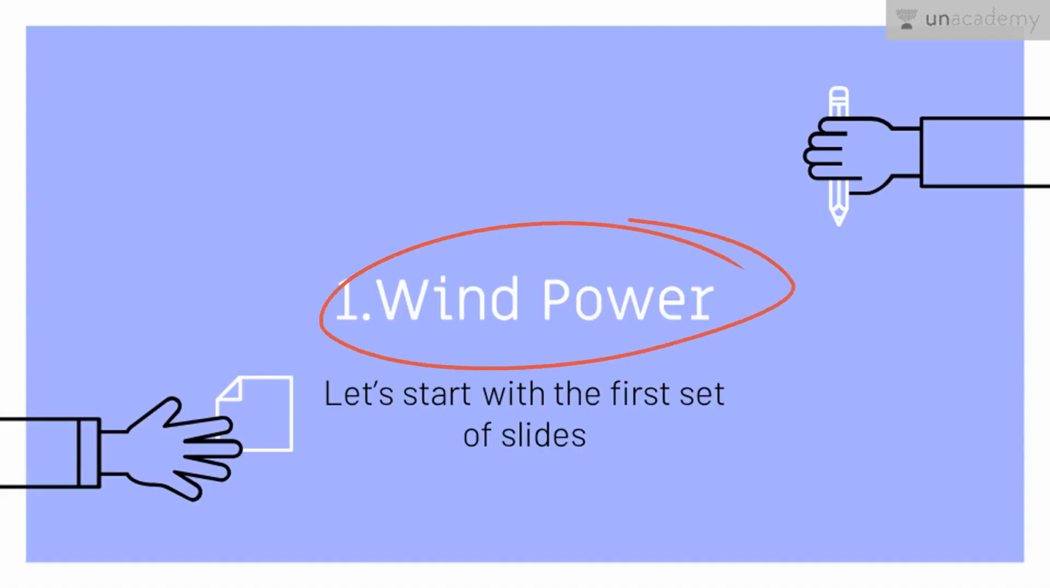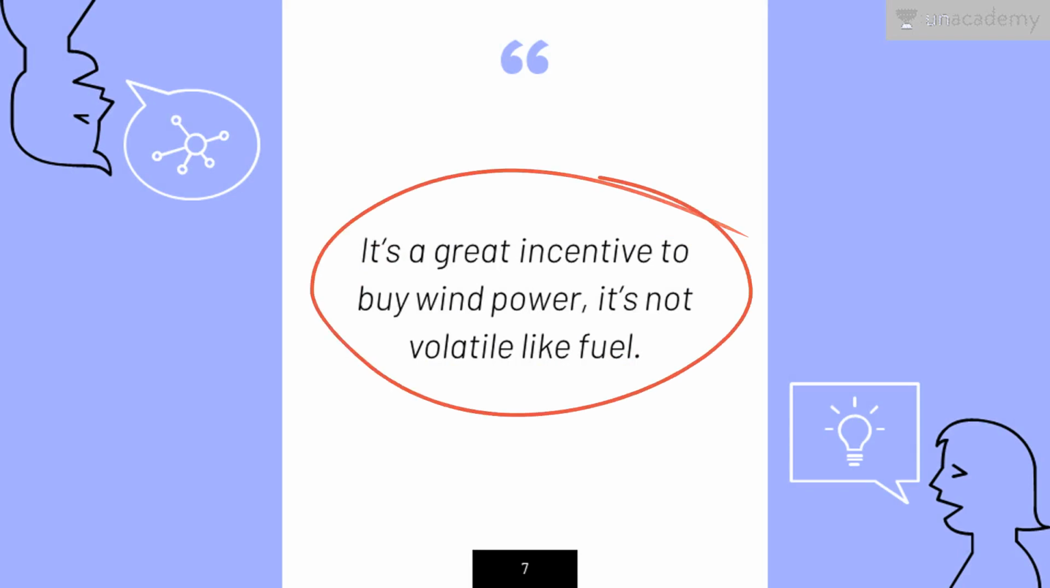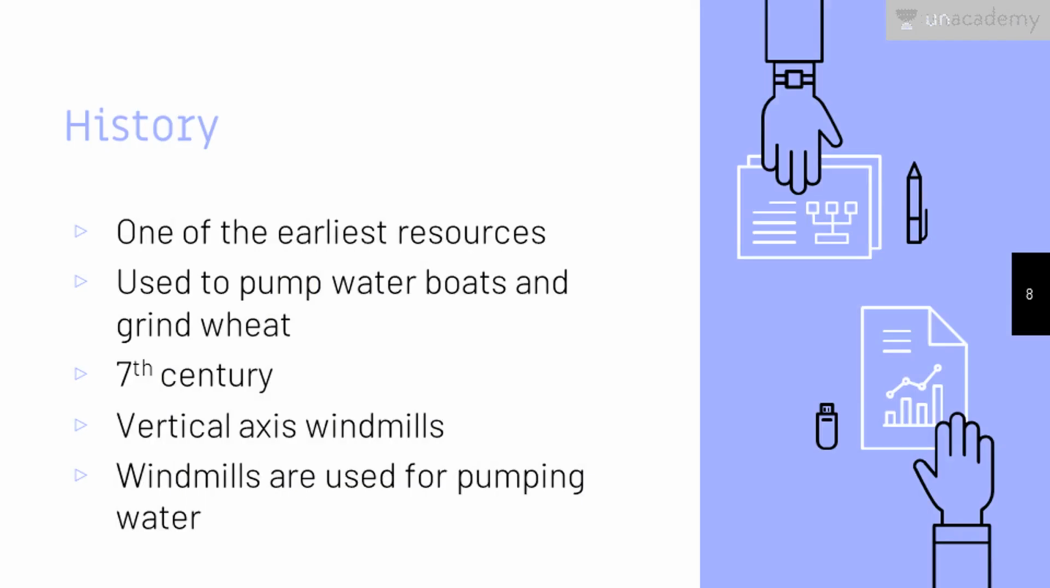So wind power, let's start with the first set of slides. It's a great incentive to buy wind power as it's not volatile like other fuels. So let's start with the lesson. What is the history of wind power? It was one of the earliest resources. It was used to pump water, move boats and grind wheat. The Greeks used it perhaps in the 7th century, or even long before.